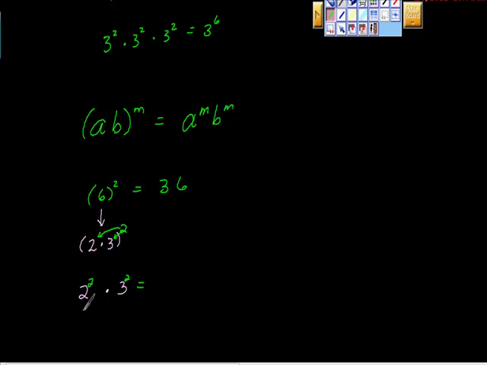2 squared is 4. 3 squared is 9. And 4 times 9 is 36. So this rule looks kind of weird, but it's not, is it?